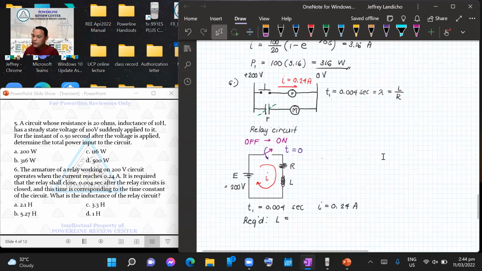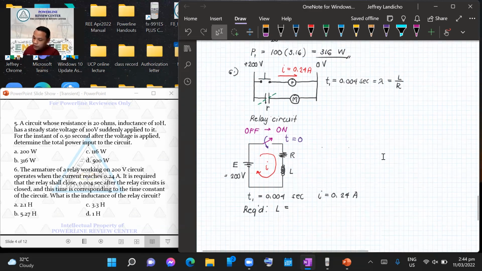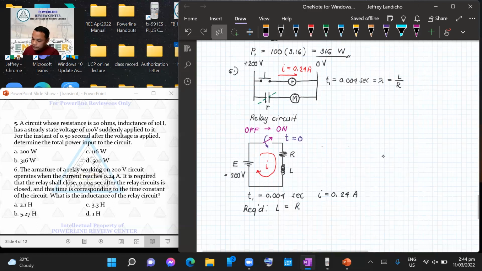So ibig sabihin, using the value of your time constant, solving for L, that is only the product of your resistance and the time constant. So saan natin ngayon kukunin yung ating resistance? So alam na natin that the equation of current is equal to maximum value quantity 1 minus e raised to negative t over lambda. Eh, alam na natin kapatid that this maximum value is source voltage over the resistance. So, pwede natin ngayon ipag-cross multiply dito.